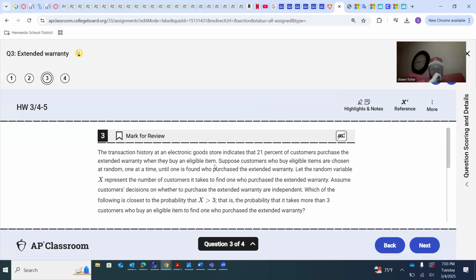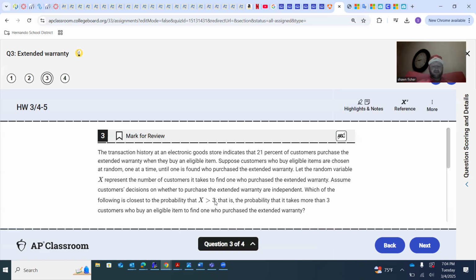Are chosen at random one at a time until one is found. There it is, that's a really good statement. Until one is found, there's not a fixed number of trials, so automatically I can almost say I'm dealing with a geometric probability here. They're independent, which means I'm allowed to use a geometric scenario here.